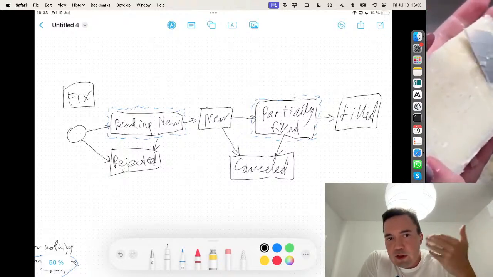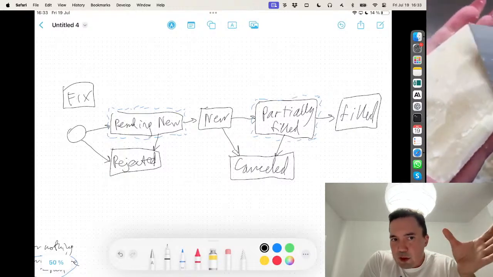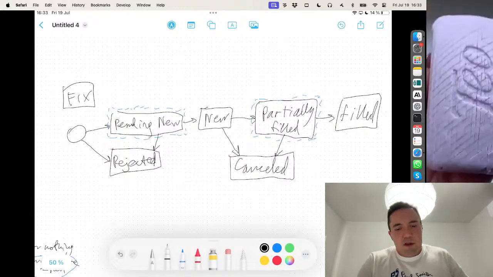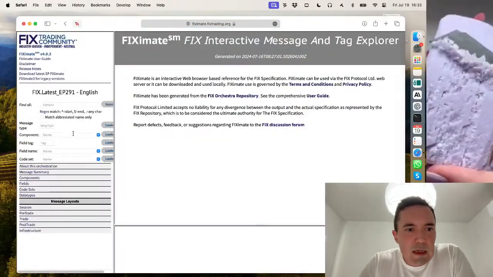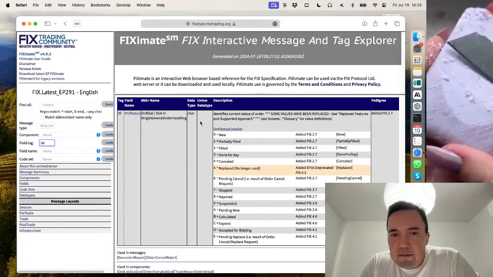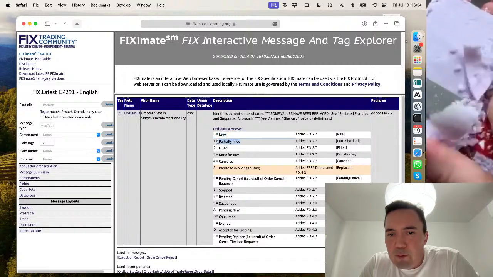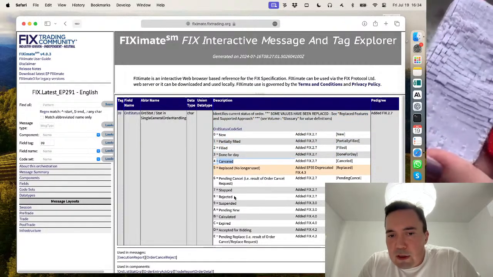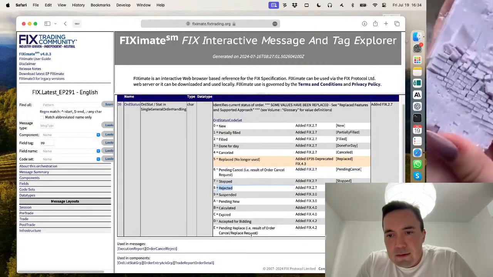So FIX protocol also describes some additional statuses, which, in some venues which support them, the order could get into, but we don't usually see them that often. So if we go to our favorite FIXimate, we can see all these different order statuses here. So this is the order which got pending new state, then it got new, then it got partially filled, then filled, right? Or canceled. Or initially it could get rejected.